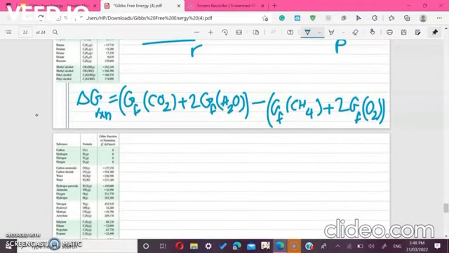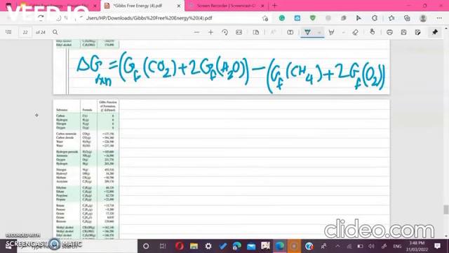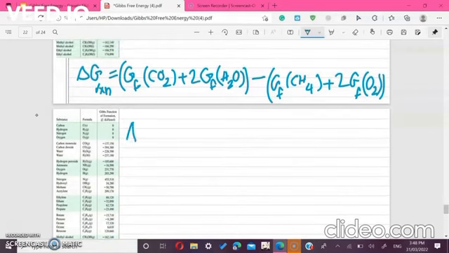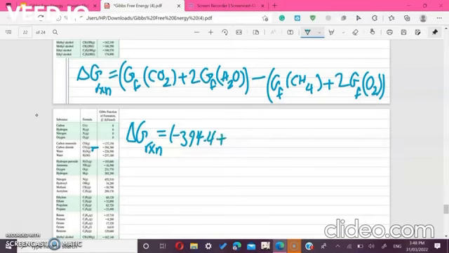Now we need to plug in the numbers from the table. So delta G reaction equals G formation for carbon dioxide. Carbon dioxide is here. So negative 394.4 plus 2 for water, but we have 2 water values here.